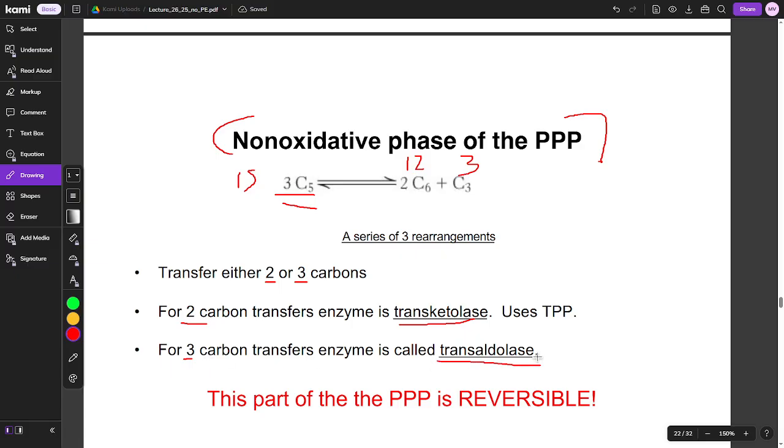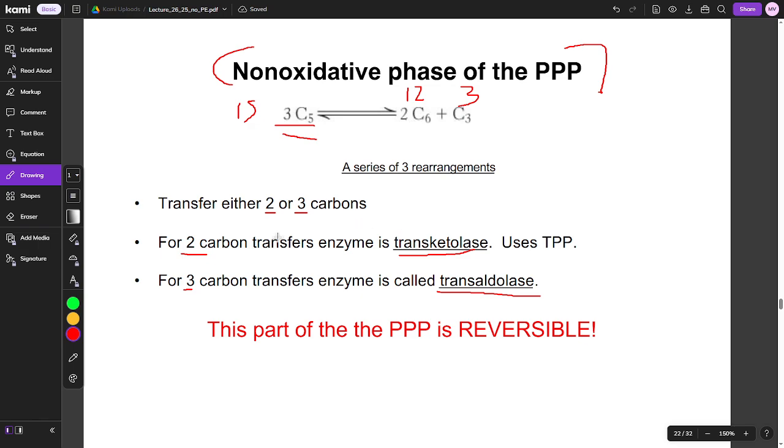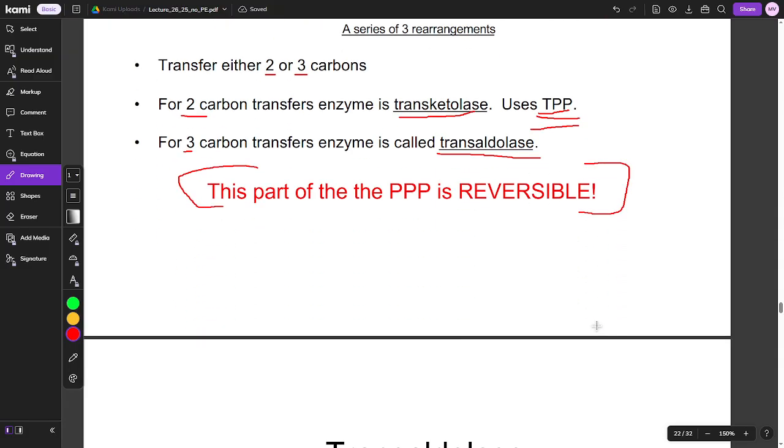Transaldolases were not in the Calvin cycle, but these are now different. And these 2 carbons, the transketolases, they use TPP, right? The aldolases do not. You know, big red here, reversible. Remember that.